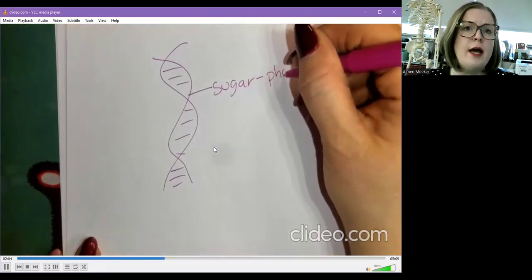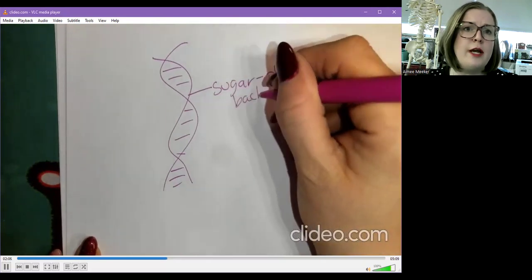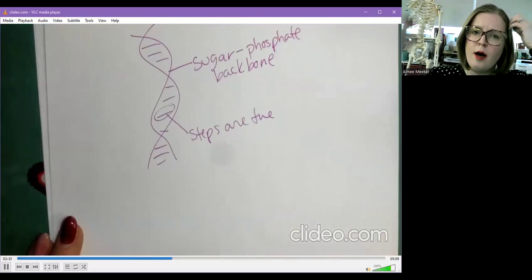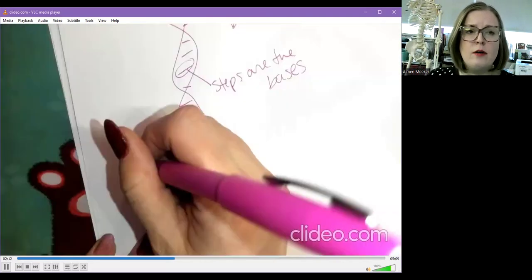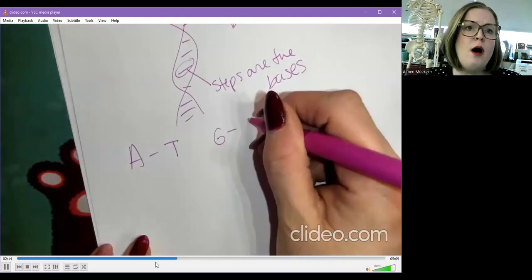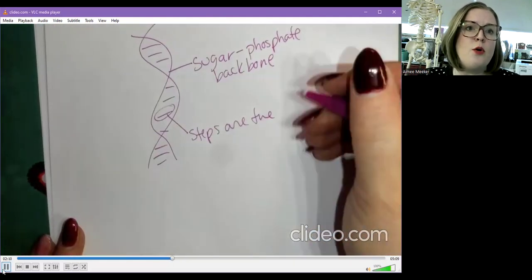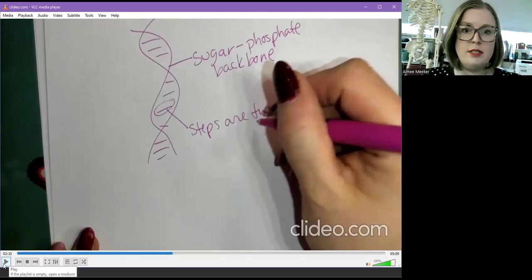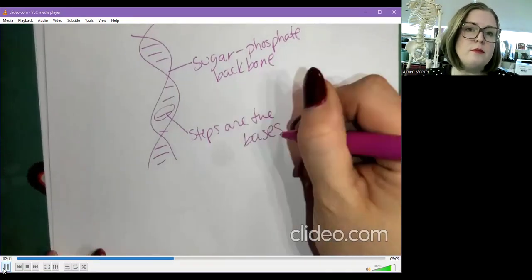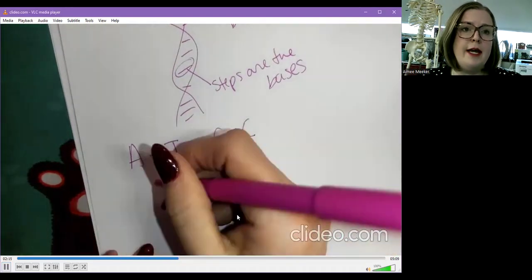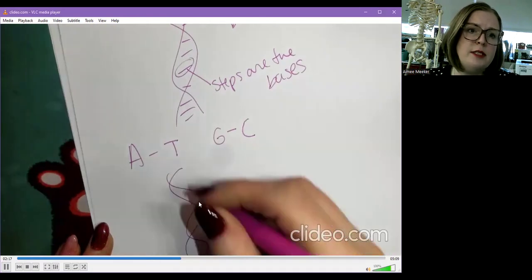So this is just looking at this DNA structure again, identifying in this cartoon rendering that the outside of the ladder is going to be the sugar phosphate backbone. And then the steps of the ladder are going to be the DNA bases. They're going to be on the actual steps of the ladder. And this is just saying A pairs with T, G pairs with C.